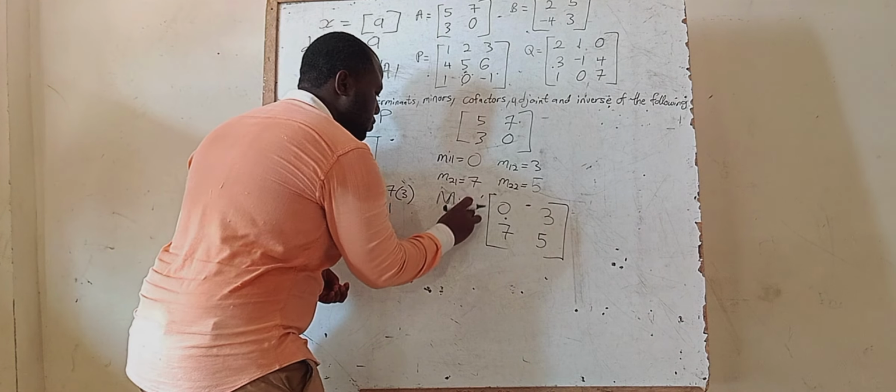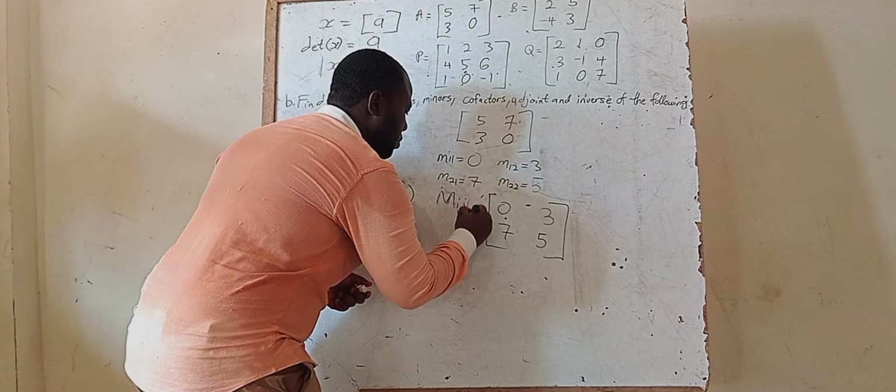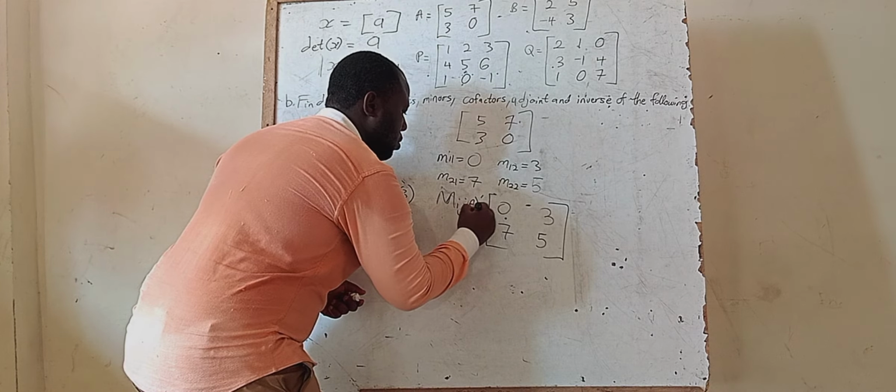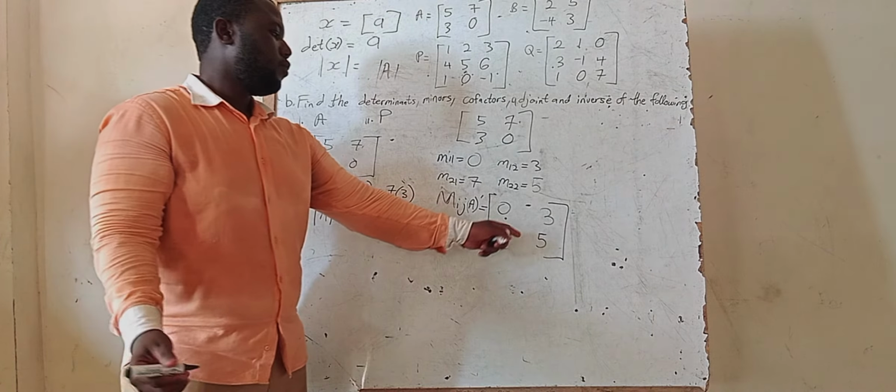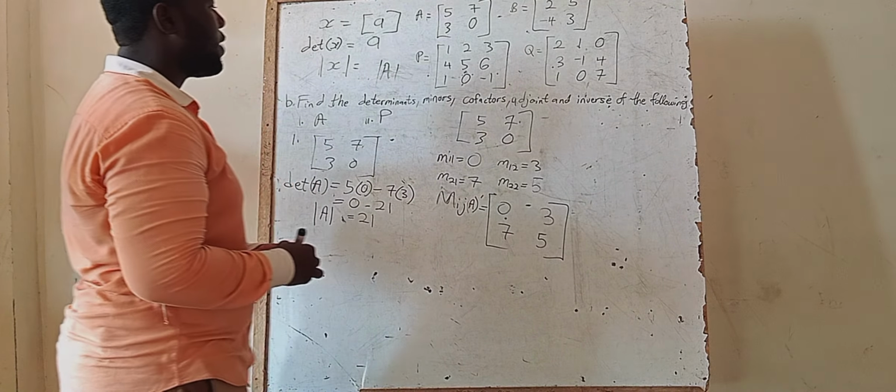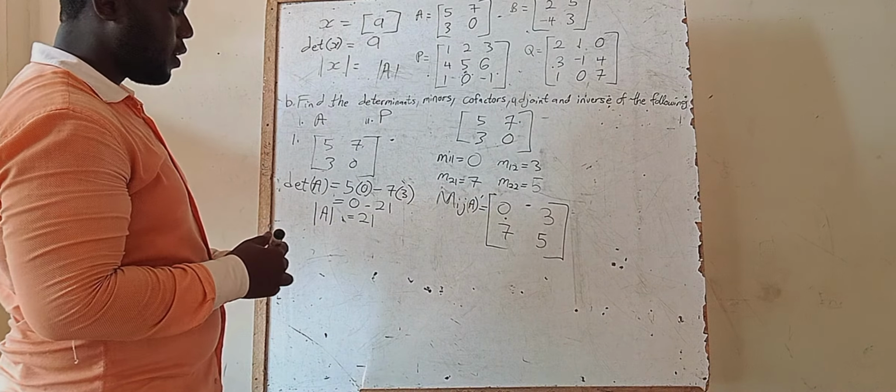So this is the minor of A. So let me write it this way. The minor of A will be this. Let's move on to finding the cofactor.